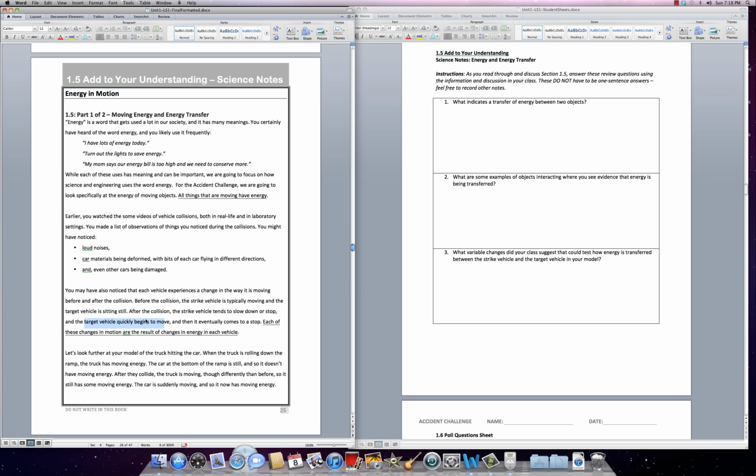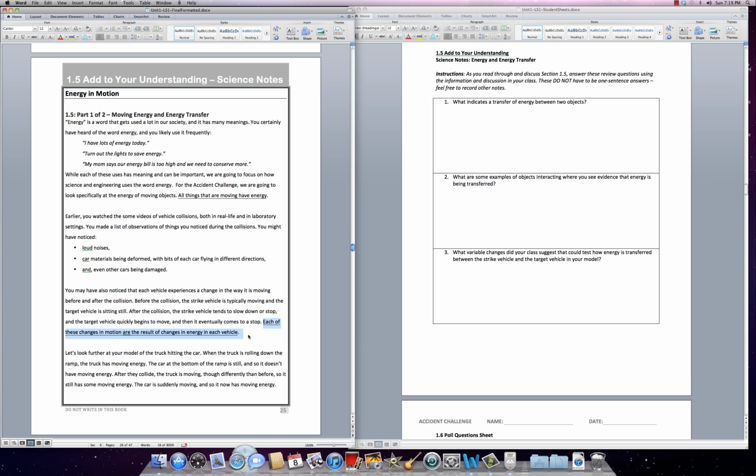This would lead us to our next concept. Each of these changes in motion are the result of changes in energy in each vehicle. So it's very important for students to understand that all things that are moving have energy. So an object in motion has energy. When the object changes its motion, it also results in a change in energy. Whether the change in motion is from still to moving, that would be a change in energy, probably an increase in energy, or whether the change in motion is from moving very fast to slowing down, it all results in a change of energy. So motion is an indicator of energy, and changes in motion also indicate changes in energy.